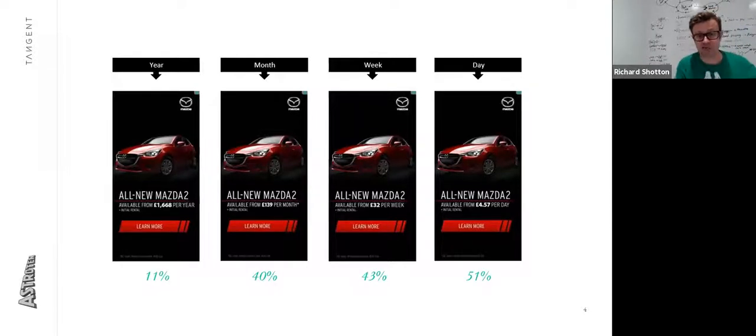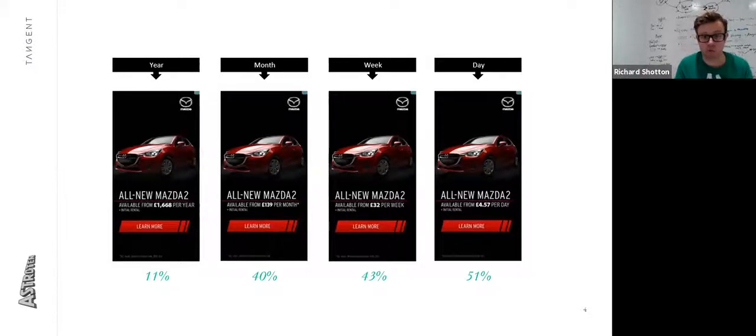So 11% of people thought the car was great value when you have that yearly amount. It jumps to 40% for the monthly amount. It increases further for the weekly amount, and it peaks at 51% when it's displayed as a daily price. Now, this is interesting because people here are putting too much emphasis, when they're evaluating the price, on the headline figure, the cash amount, and too little on the unit of time. So it's like they think 12 times 4 is different from 4 times 12.